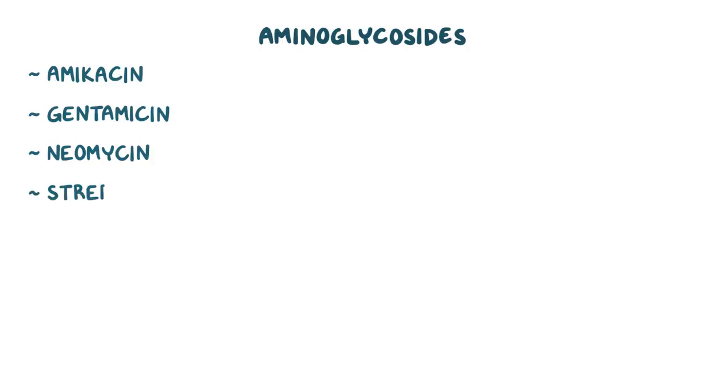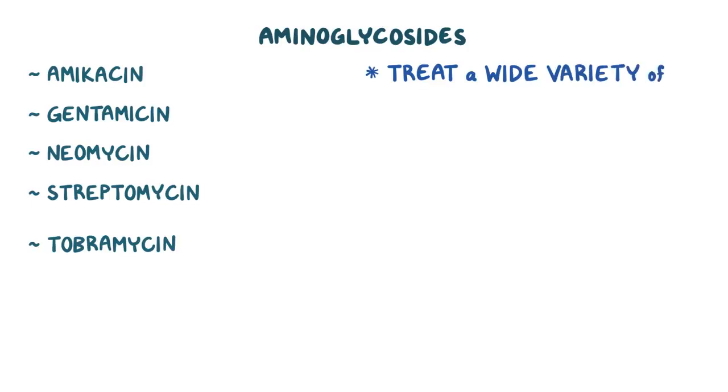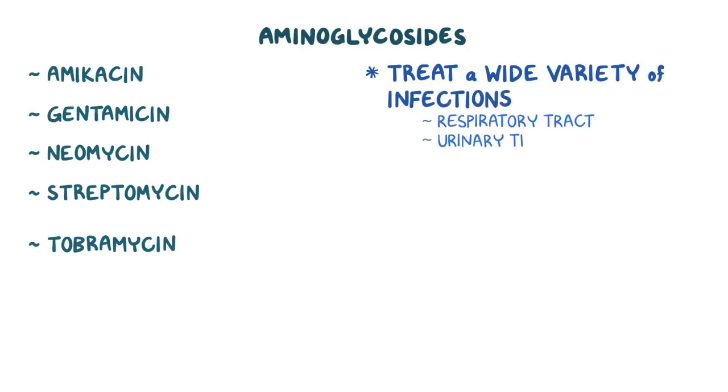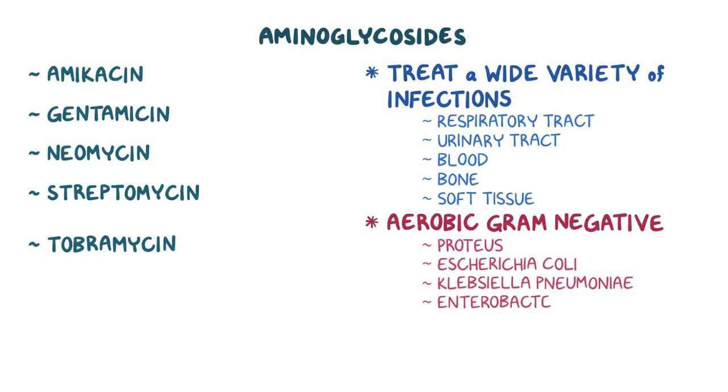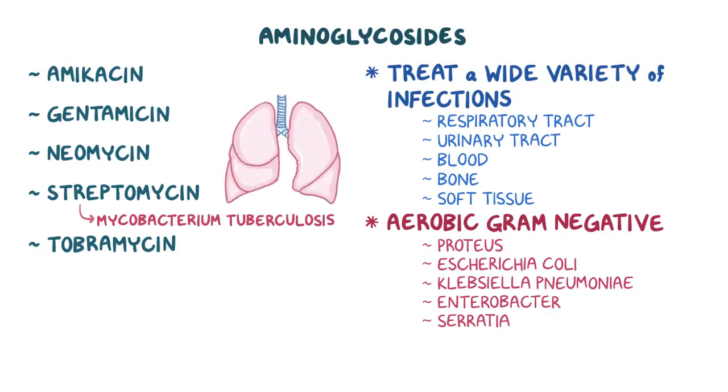Examples of the aminoglycoside family include amikacin, gentamicin, neomycin, streptomycin, and tobramycin. They're used to treat a wide variety of infections in the respiratory tract, urinary tract, blood, bone, and soft tissues. It's used mainly against aerobic gram-negative bacteria like Proteus species, Escherichia coli, Klebsiella pneumoniae, Enterobacter species, and Serratia species. Streptomycin is often used against Mycobacterium tuberculosis, which thrives in the oxygen-rich lung tissue.